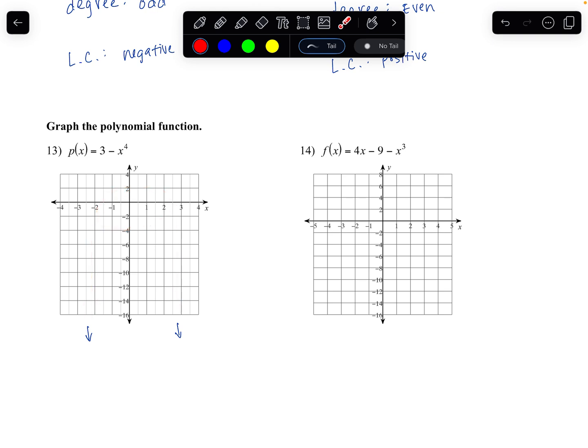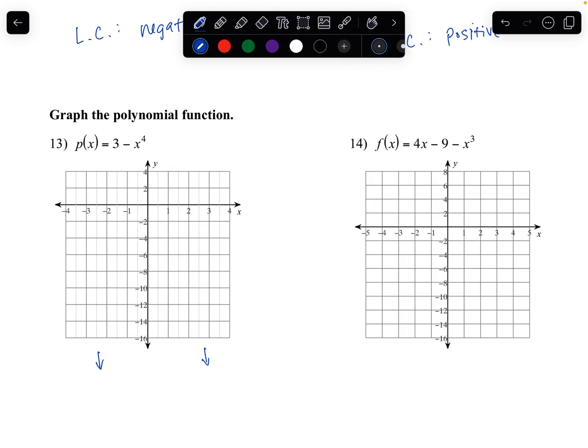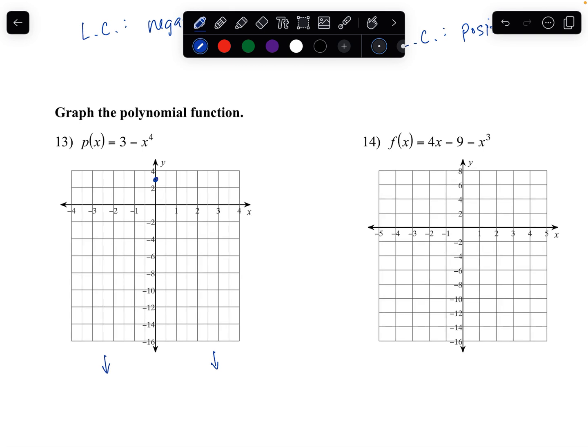So let's plug in 0. If I plug in 0 here, that's just going to be gone, and I'm going to be left with 3. So I'm going to put a point right here. And then let's say I plug in 1. If I plug in 1, 1 to the 4th power is going to be 1. 3 minus 1 is going to be 2. So I'll be right there. And if I plug in -1, -1 to the 4th is still going to be equal to +1. So that's not going to change. It's still going to be at 2.